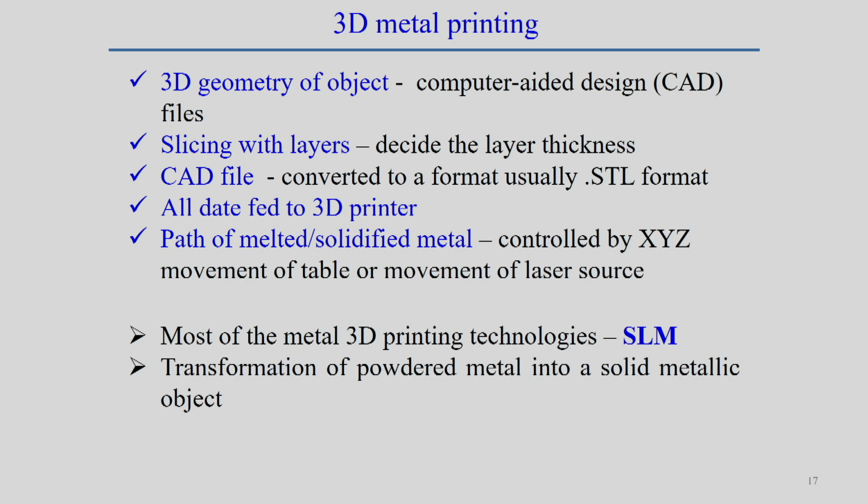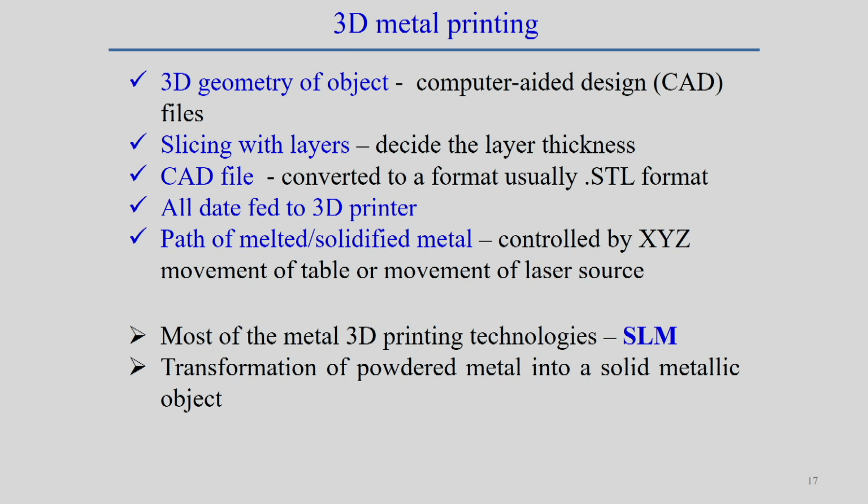So, all the CAD data is basically dumped to the printer process. According to the CAD information, the path can be generated, and then the part is melted or solidified metal, and the path is normally controlled by XYZ movement of a table or movement of the laser source. A 2-dimensional movement can be used for the table, and 1-dimensional movement for the heat source; that is also possible.